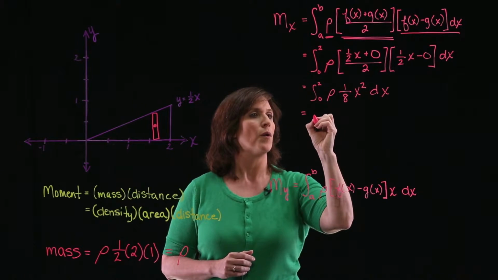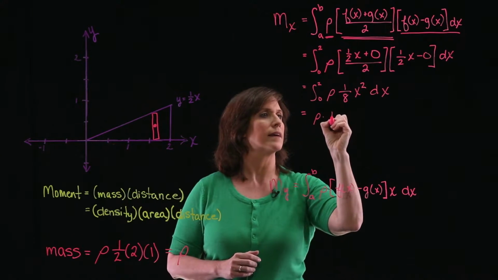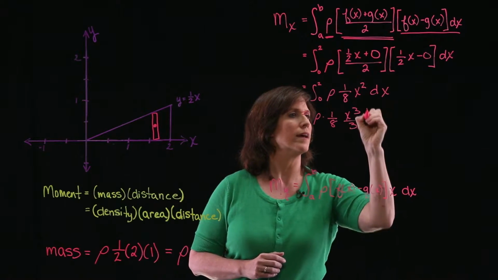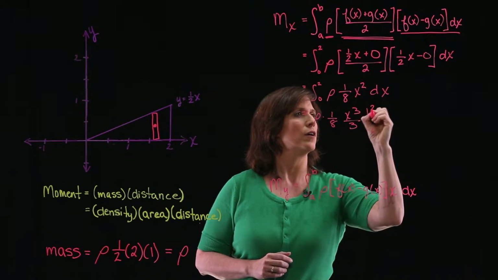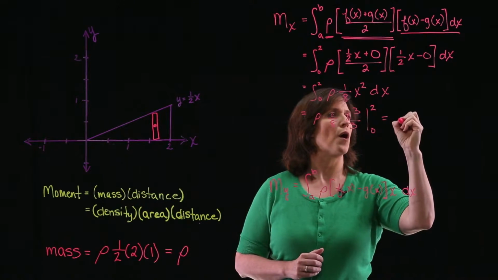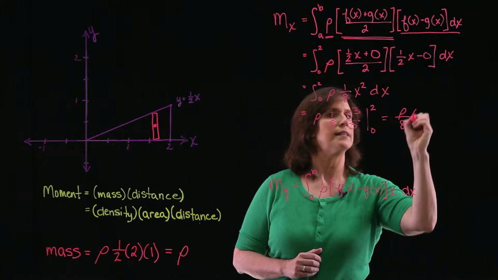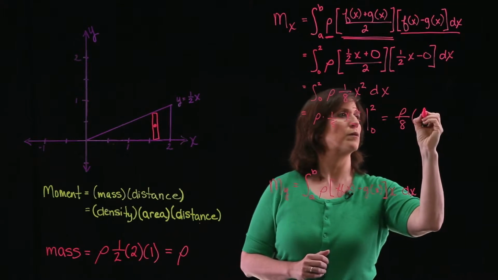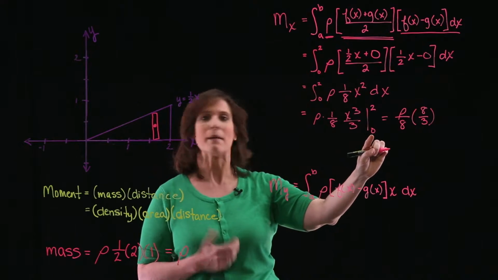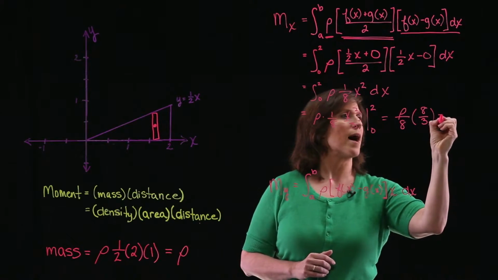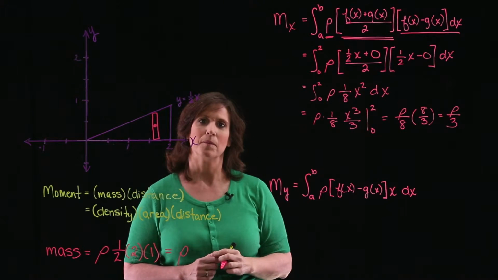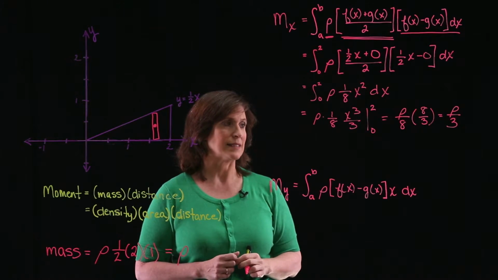We're going to have rho times 1/8 and x cubed divided by 3, evaluated from 0 to 2. So I'll have rho over 8 times 2 cubed, which is 8/3. And then when I plug in the lower limit, I'm going to get 0. So I end up with rho divided by 3 for my moment about the x-axis.